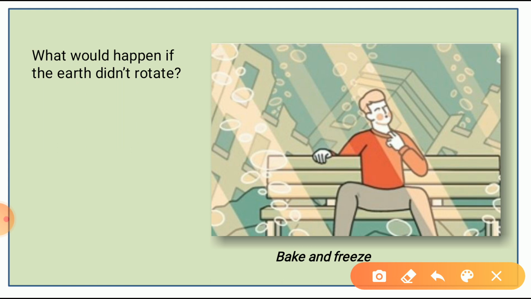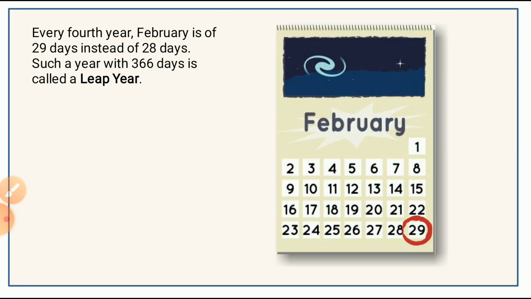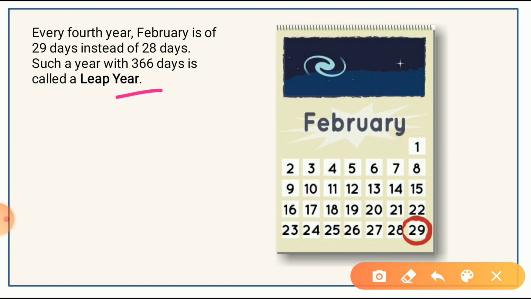Okay. So now let us see what is leap year. As we have studied earlier, the movement of the earth around the sun in a fixed path or an orbit is called revolution. So every fourth year, February has 29 days instead of 28 days. Such a year with 366 days is called a leap year.